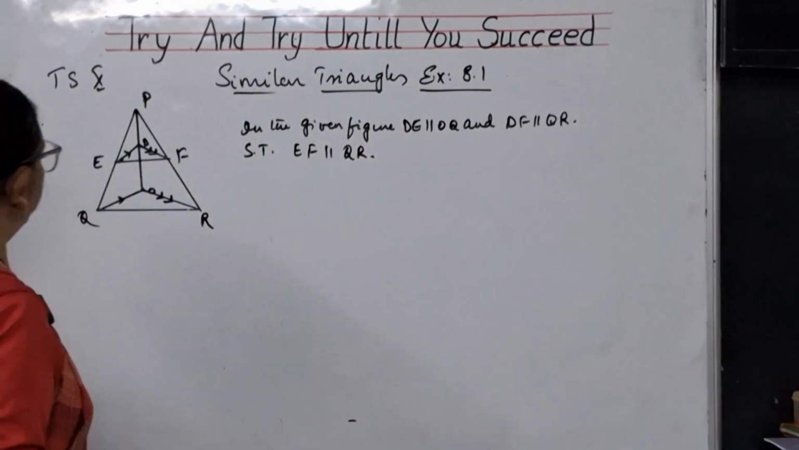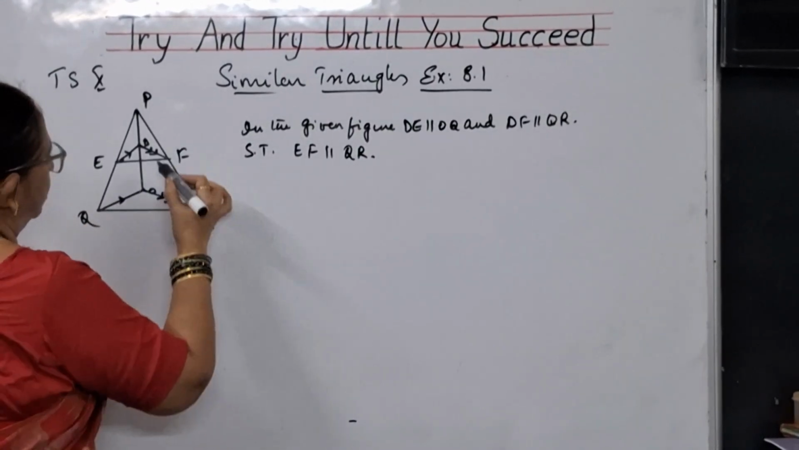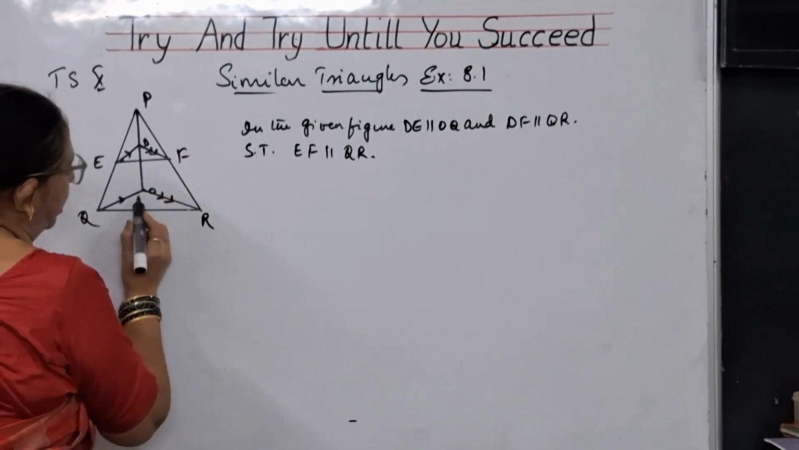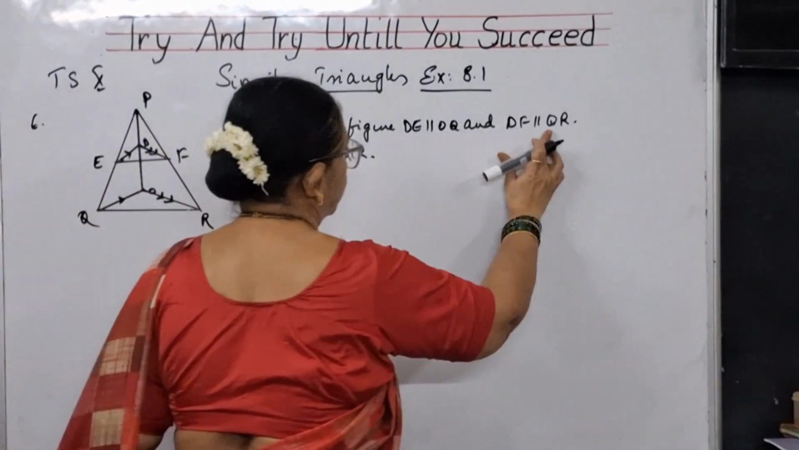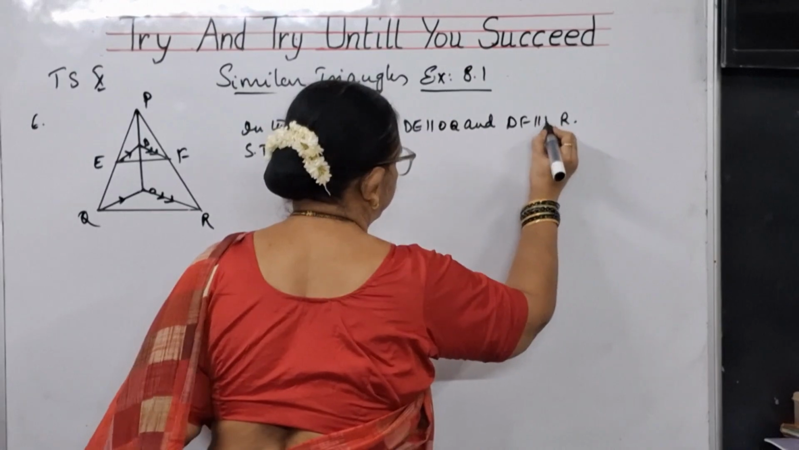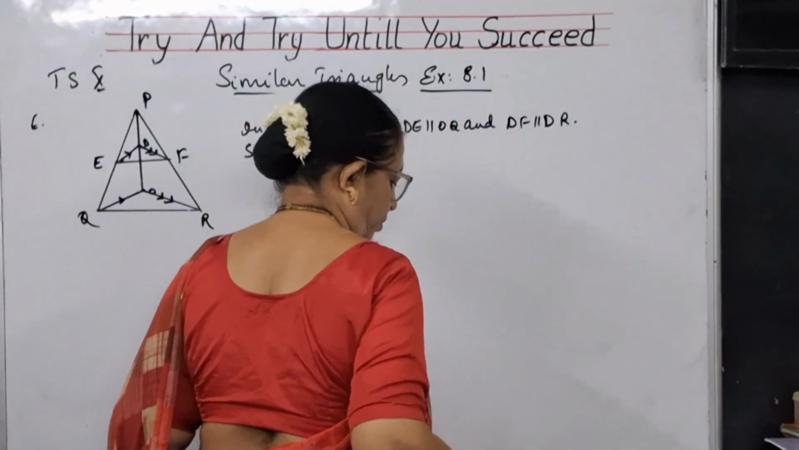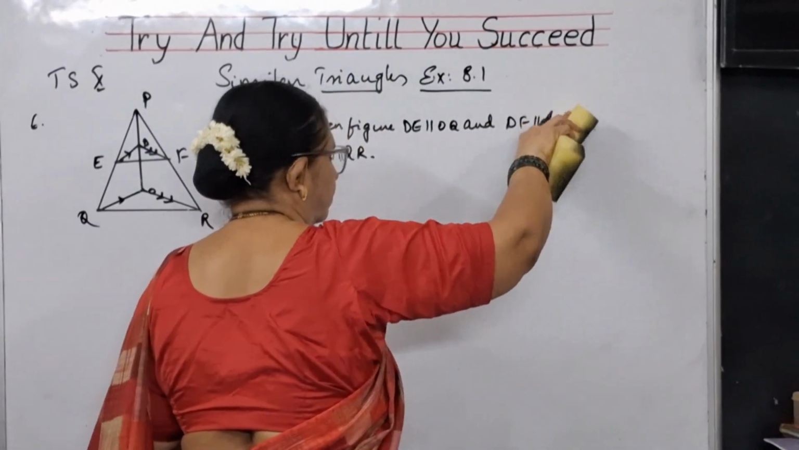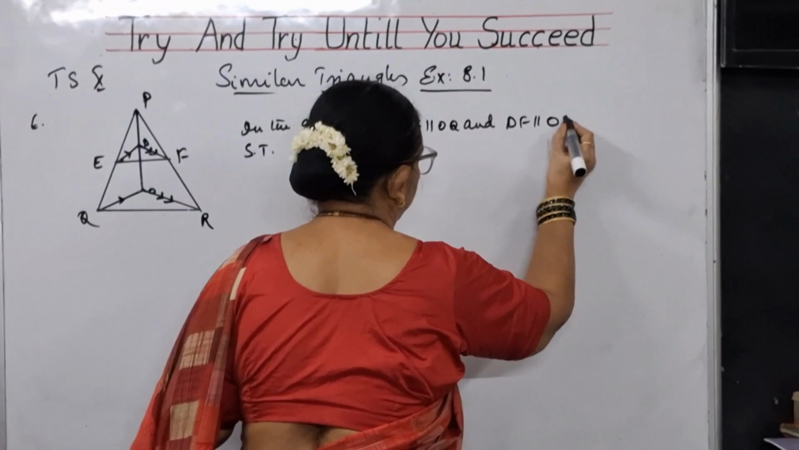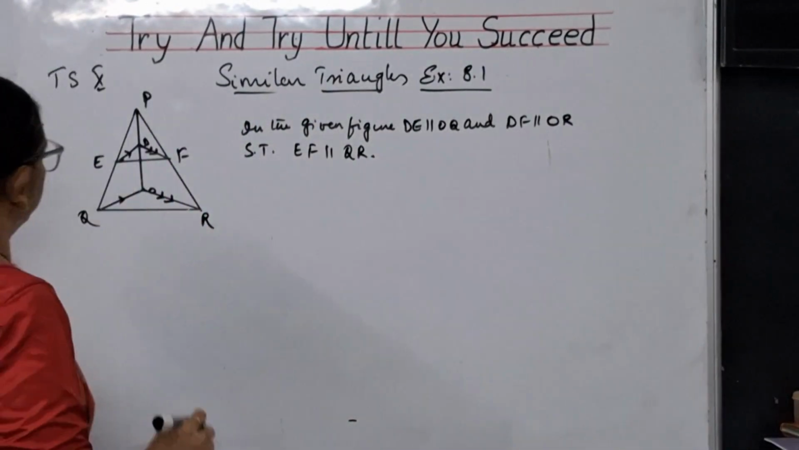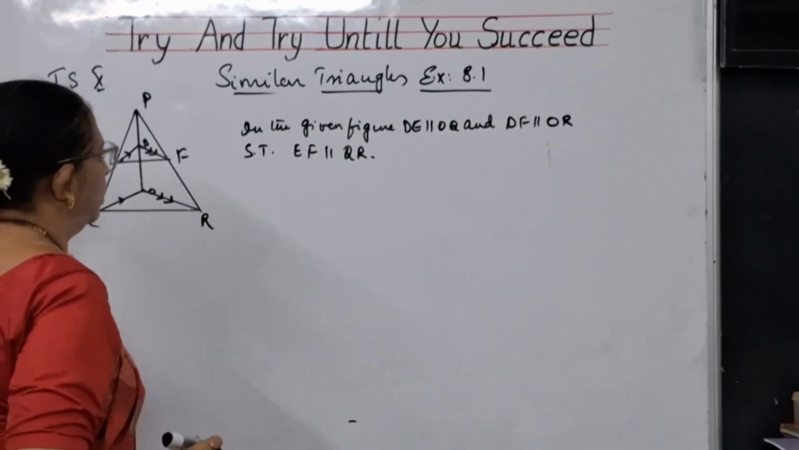This is the problem. What is given? DE is parallel to OQ, and DF is parallel to OR, it should be. It is not QR. DF is parallel to OR. Now we need to prove that EF is parallel to QR.